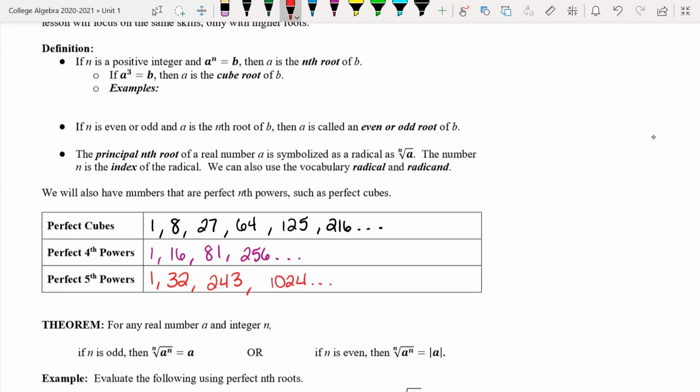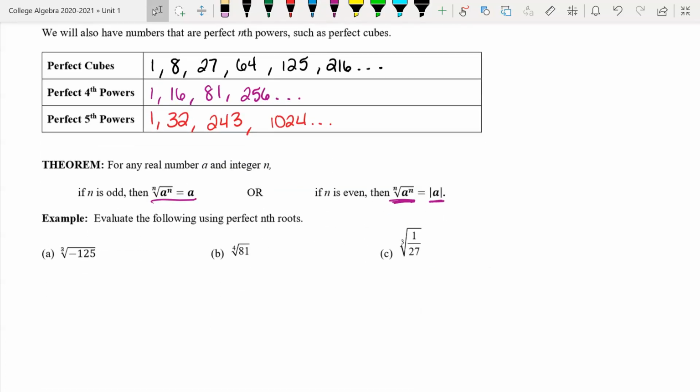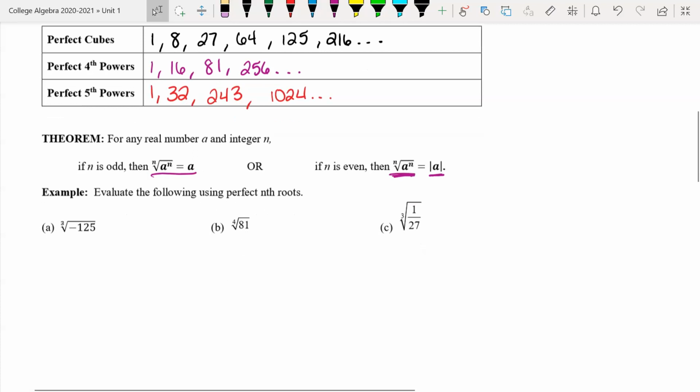So the big thing, just like last time, if the radical on the outside is even, then what's on the inside that you take out needs an absolute value. If it's odd, it's not a big deal. And with odd ones, you can have negatives on the inside, whereas remember, with square roots, we couldn't have a negative on the inside. If it's odd on the outside, we can have a negative.